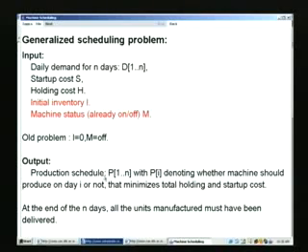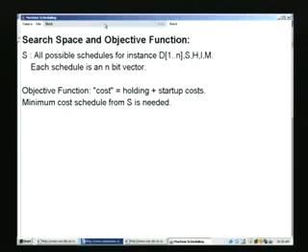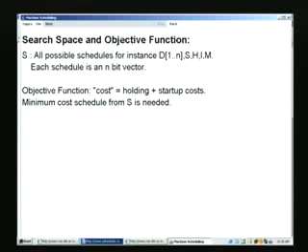We are supposed to produce a production schedule, and the requirements are the same, that at the end of n days, everything that has been produced must be consumed. So let us now try to design a recursive algorithm for this problem. The first step was to think about a search space for this problem and the objective function. Let me call S the search space. What is the search space for the input problem as given? Well, the search space will contain all possible schedules for this instance, and the instance is characterized by these inputs.